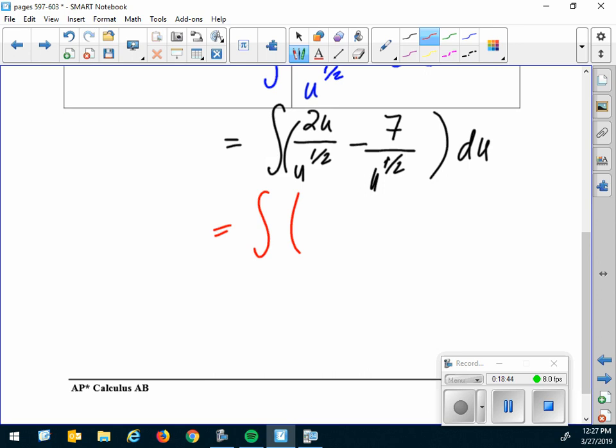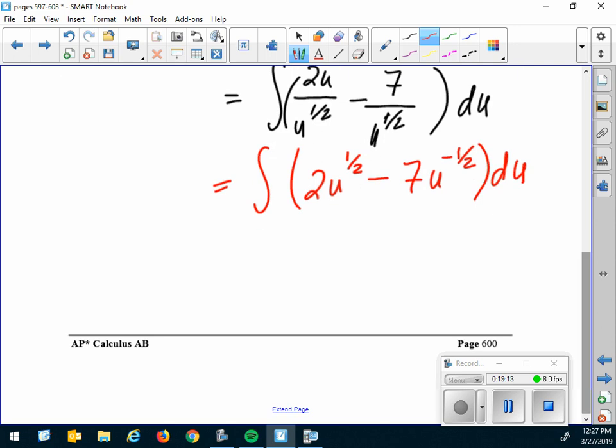What is 2u divided by u to the 1/2? 2u to the 1/2. Because remember, when you divide like bases, what do you do to the exponents? You subtract, and 1 minus 1/2 is 1/2. How are we going to write this? That's what you would get if you brought that upstairs and distributed. That's what you get.